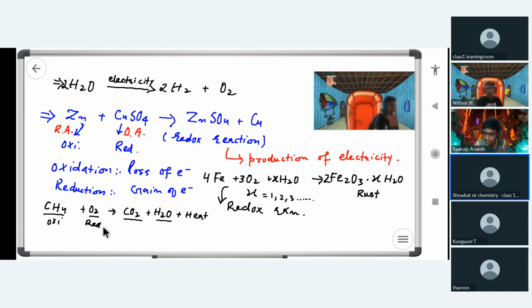In order to produce electricity, there should be a cell, there should be an anode, there should be a cathode. Here there isn't any anode or cathode, so no electricity will be produced. In zinc plus copper sulfate, zinc is your anode, and the copper rod is acting as the cathode. That is why they use zinc and copper in all types of battery.